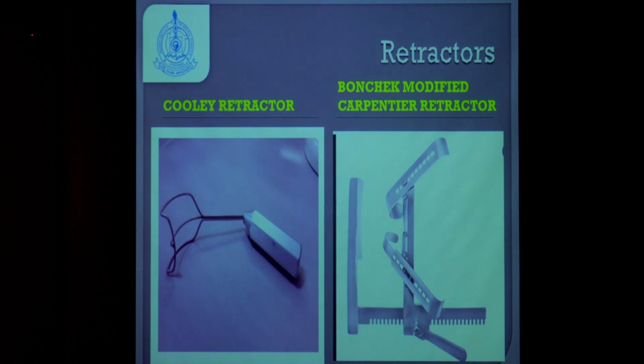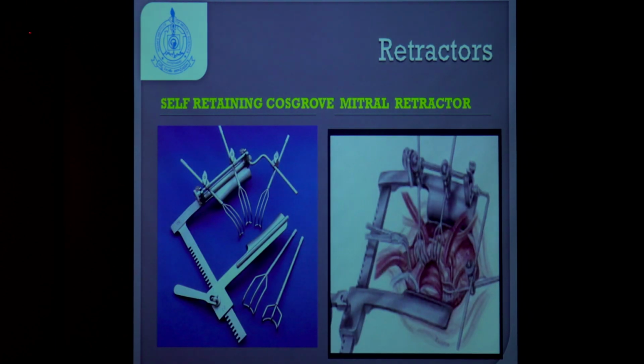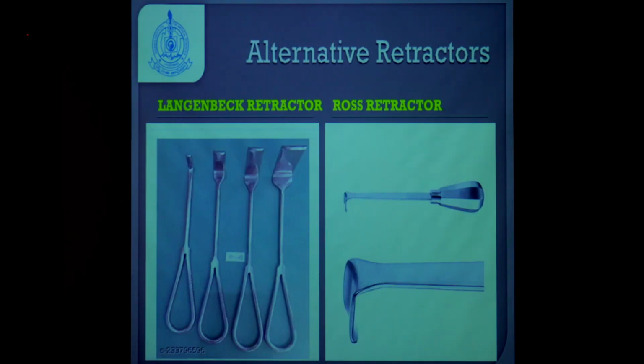These are the most common retractors that we use for retracting or exposure of the mitral valve. The most common is the Cooley's retractor. This is the Bonchek's modification of the Carpentier retractor. Then we have the self-retaining Cosgrove mitral retractor, which has 3 mini Cooley retractors attached to it, which helps in retraction of the mitral valve.